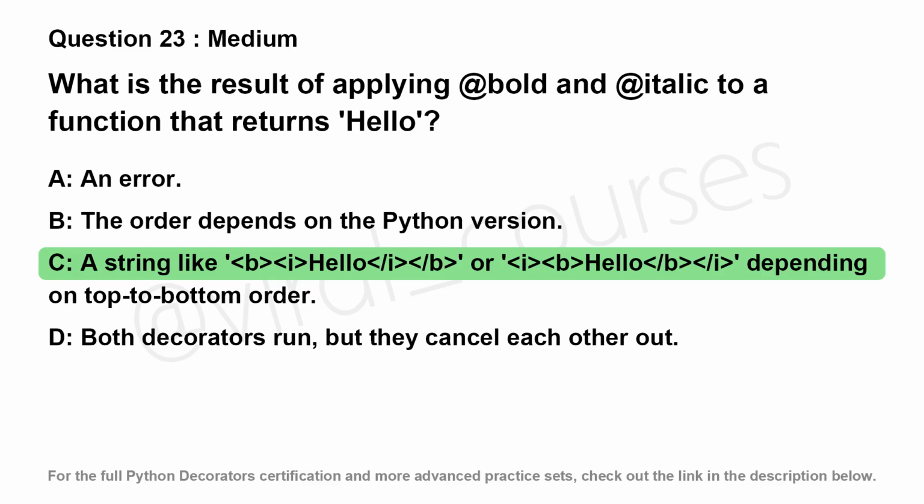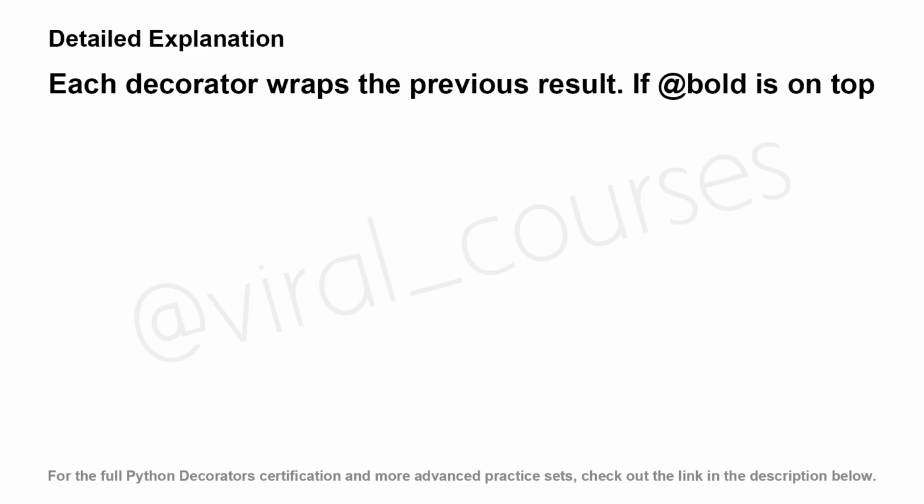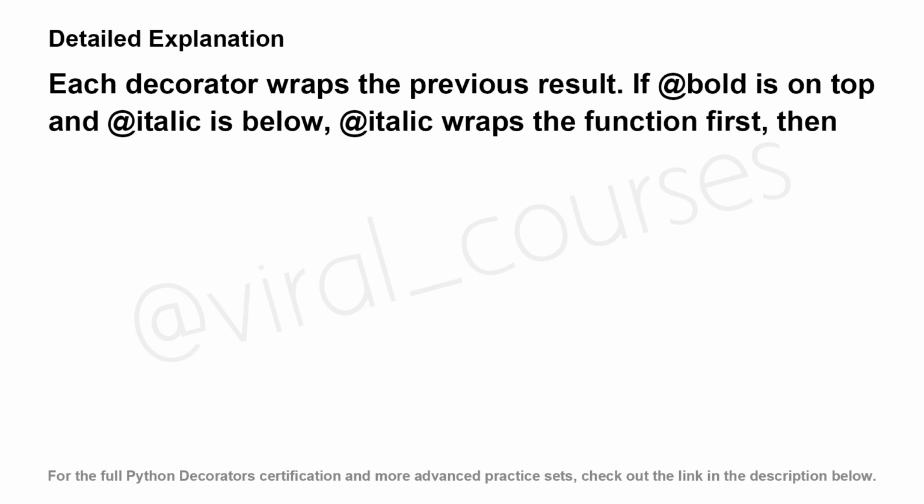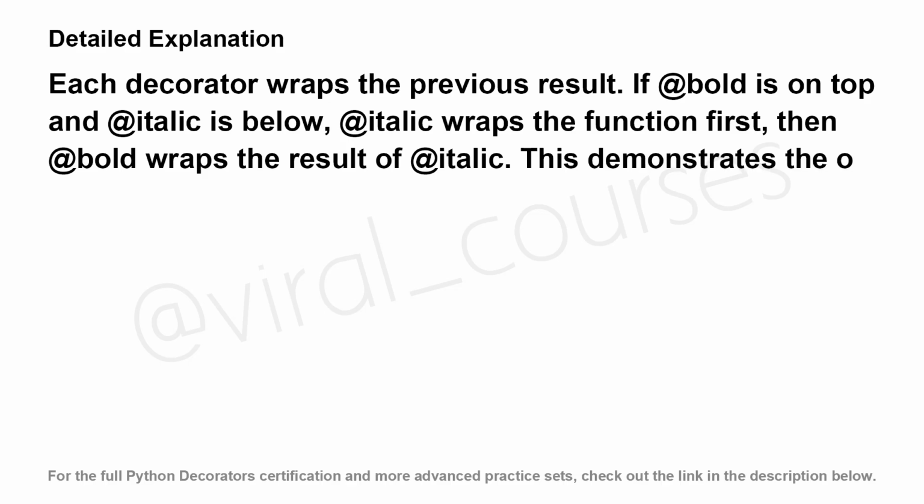The correct answer is C. Each decorator wraps the previous result. If @bold is on top and @italic is below, @italic wraps the function first. Then @bold wraps the result of @italic. This demonstrates the onion-like layering of decorators.